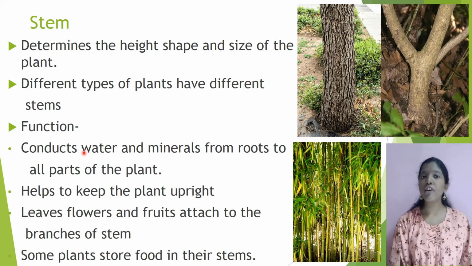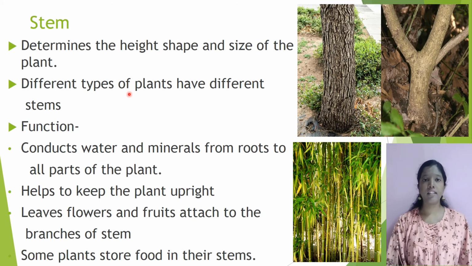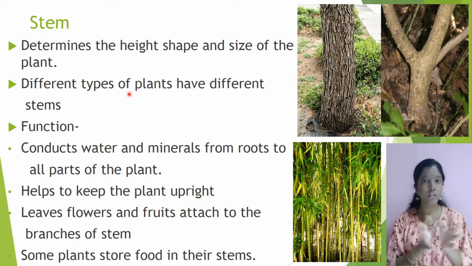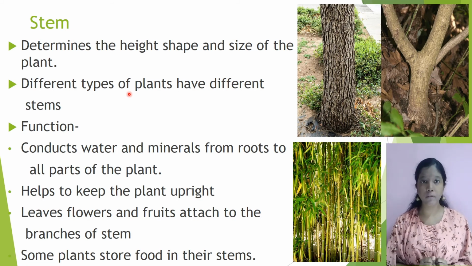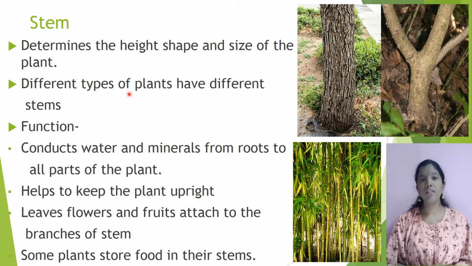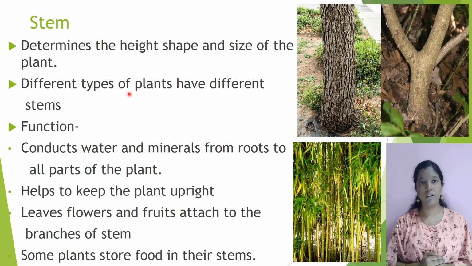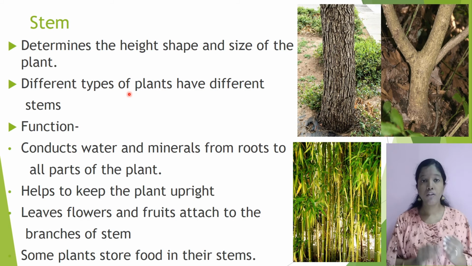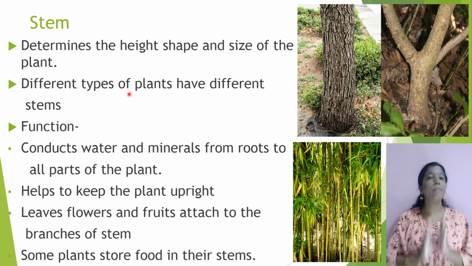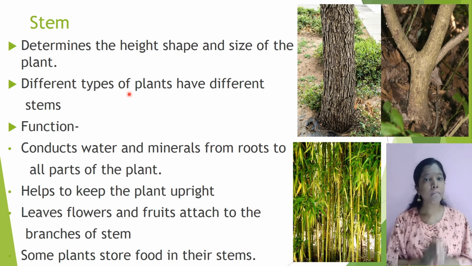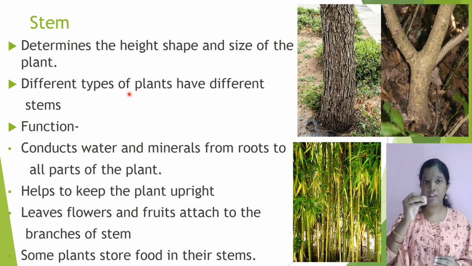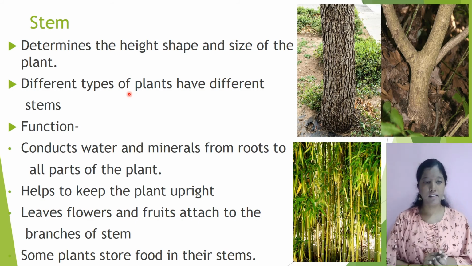So what is the main function of the stem? The function of the stem is to conduct water and minerals from the roots to all the parts of the plant. So we have learned that roots absorb the water and minerals from the soil. That water and minerals have to go to each and every part of the plant and to the leaves where the food is being prepared. So this is like a pipeline, like how we have a water pipeline at our house. The same way the stem acts as a pipeline to transfer water and minerals.